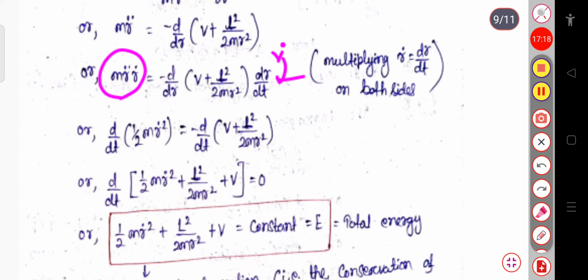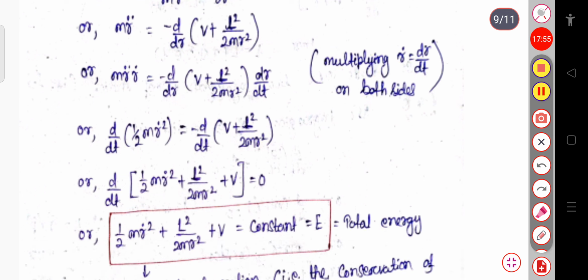Again, this mr double dot into r dot can be written as d by dt of 1 by 2 mr dot square, because if we take the derivative with respect to t, then this will be 2 into 1 by 2 mr dot into r double dot. The 2 gets cancelled, so we get m r double dot into r dot, which is equal to, if I take common minus d by dt, then this will be v plus L square by 2mr square. You can consider this dr gets cancelled, so that is simply minus d by dt of this much.